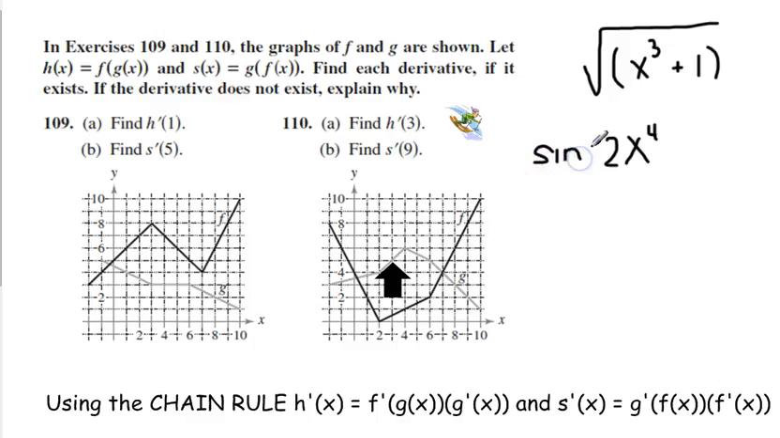So when one function rule gets plugged into another function rule, there is a specific process we have to use to find the derivative, and that's called the chain rule. You'll be using the chain rule on composite functions. Here they define these composite functions for you: h of x is what you get when you plug g of x into the function f, and s of x is what you get when you plug f of x into the function g. They want you to find each derivative if it exists, and if it doesn't exist, to explain why.